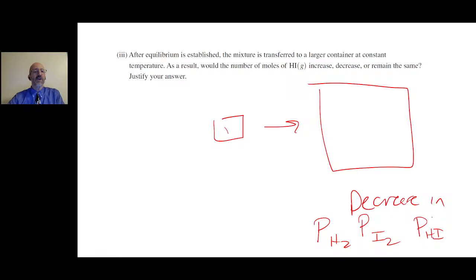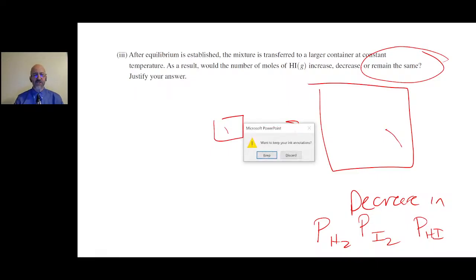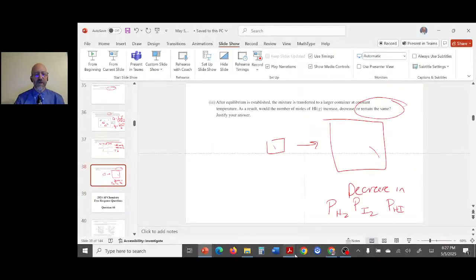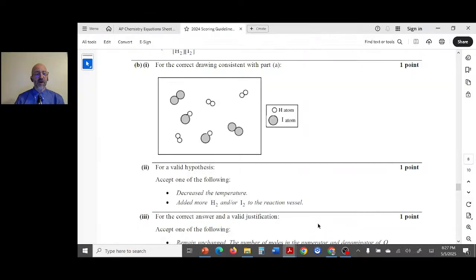And so it says, as a result, would the number of moles of HI increase, decrease, or remain the same? It's going to remain the same, but your justification has to be very clear. You can't say something like, changing the volume would not affect any of the pressures, or the only thing that would change it would be, I don't know, change the temperature. Like, why is it going to remain the same? Because there's equal number of moles of gas on both sides of the equation. So that's really your argument. I'll go ahead and show you what it says on the official scoring guidelines, but same number of moles of gas on both sides of the equation.